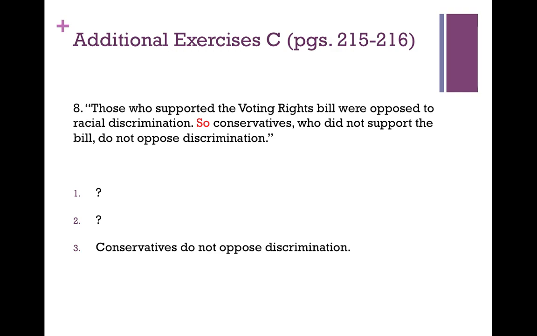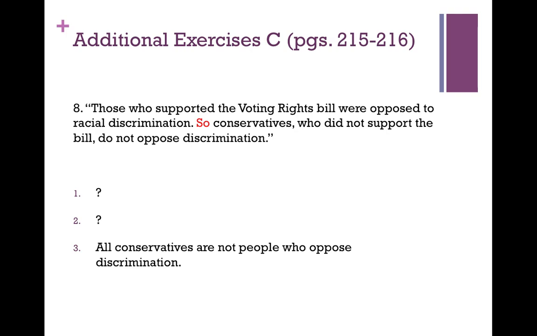So if we look in this sentence right here, you'll notice we have a non-restrictive clause, who did not support the bill. It's set off in commas here. So it seems to me that this is universal in nature. It's talking about all conservatives. And what this is claiming is all conservatives did not oppose discrimination. So you may think that this is the correct way of writing this.